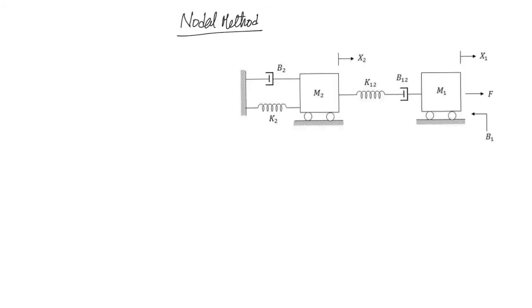So in the previous lecture we saw a simple translational and a rotational system. As the system becomes more complex, we will need another method called the nodal method. In order to understand this nodal method, we will make use of this example. So this is a system.